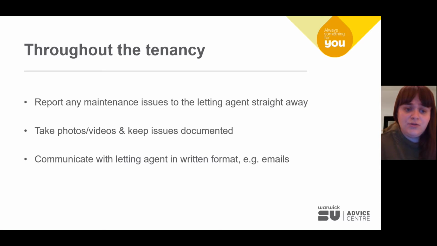If any maintenance issues do crop up, make sure you continue to take photos and videos and keep these issues documented. So it's always good to communicate with the letting agent or landlord in a written format, because this provides evidence and a written paper trail that you have reported the issues and when you've reported them. So for example, over email. If you do have a verbal conversation, it's always just a good idea to ask the letting agent politely if they would follow up in an email, so you've got that written down.